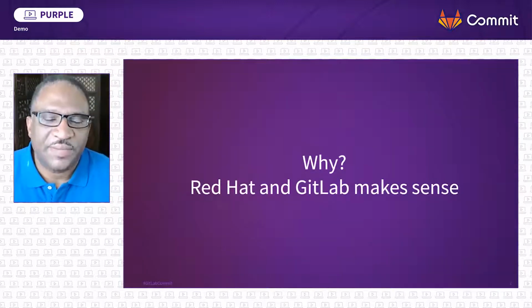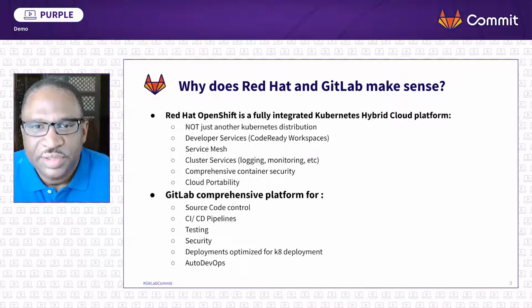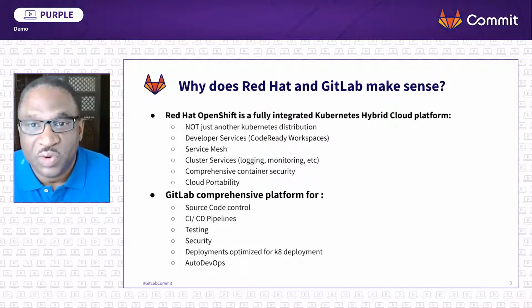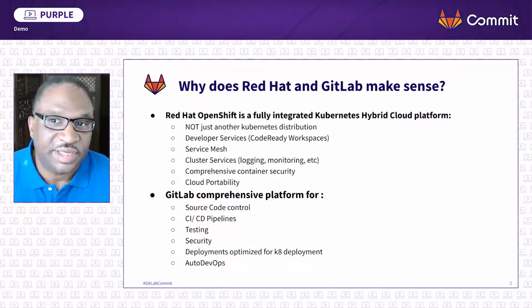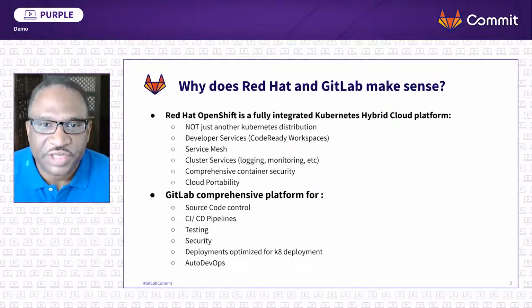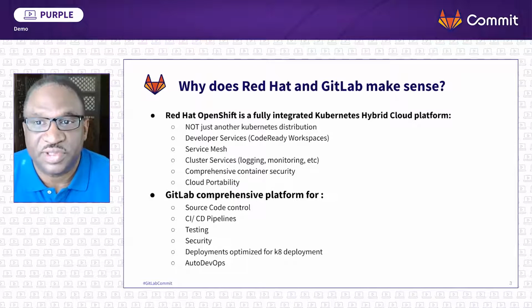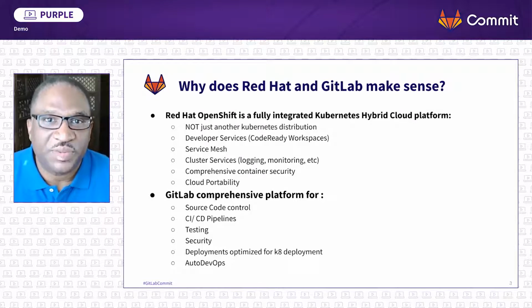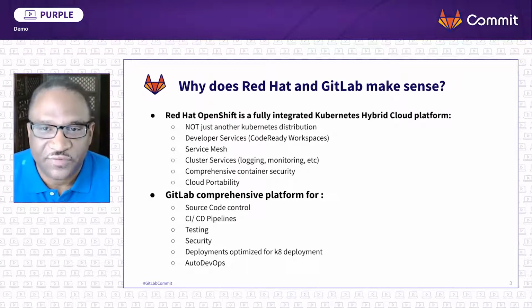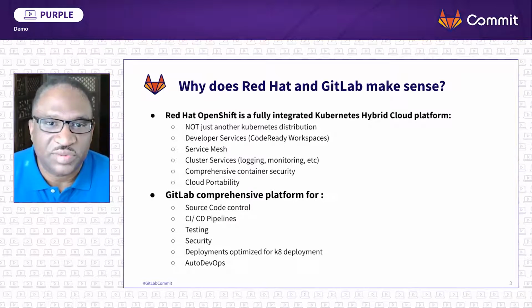Why do GitLab and Red Hat make sense? Digital transformation is calling for more and more workloads to become cloud native. As these workloads transform, so are the processes that are needed to develop, build, and deploy them. Together, GitLab and OpenShift form a perfect platform for developing and deploying these workloads.